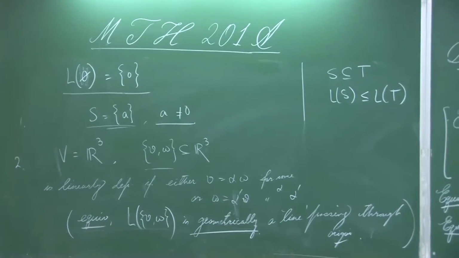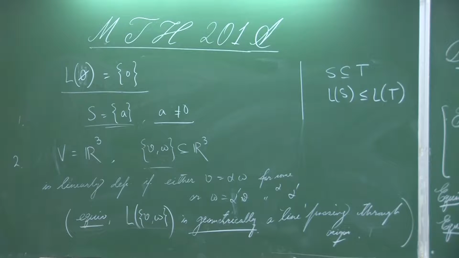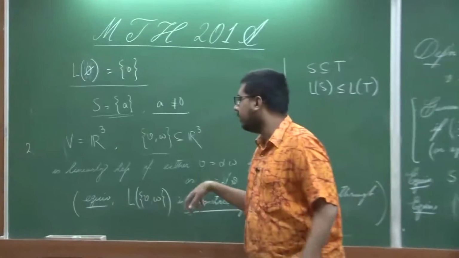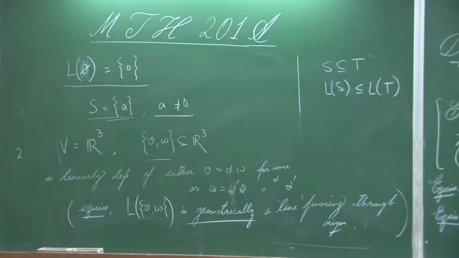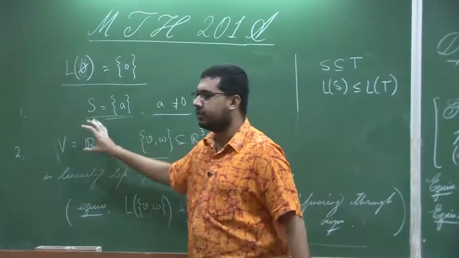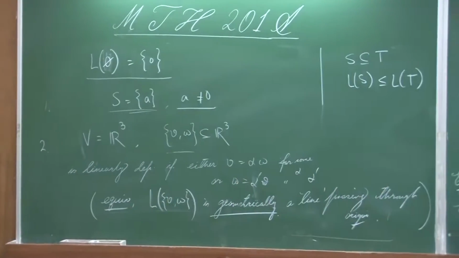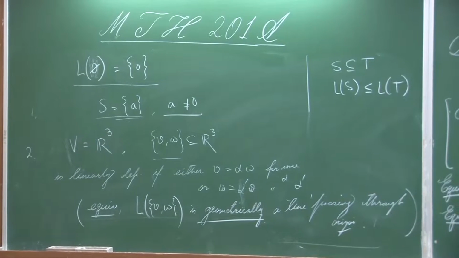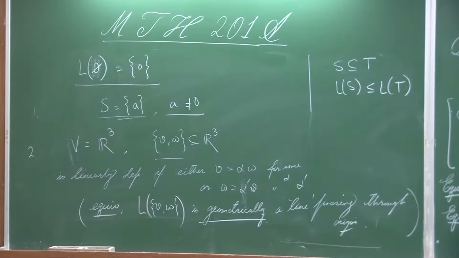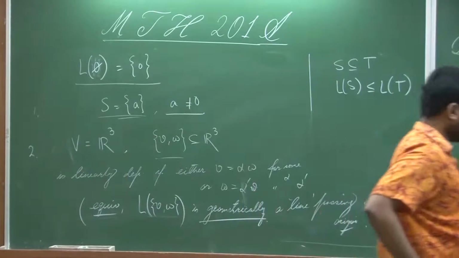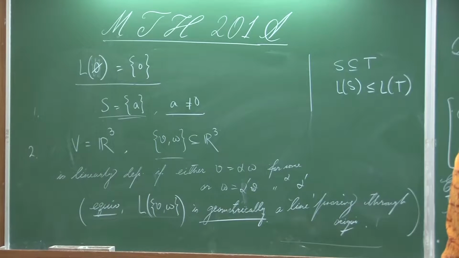Let us now come back to linear dependence. For a set of two vectors, and even if instead of R 3 you take any other vector space and two vectors v and w, the set is linearly dependent if one is a scalar multiple of the other. That is just by definition. Now let us go ahead.